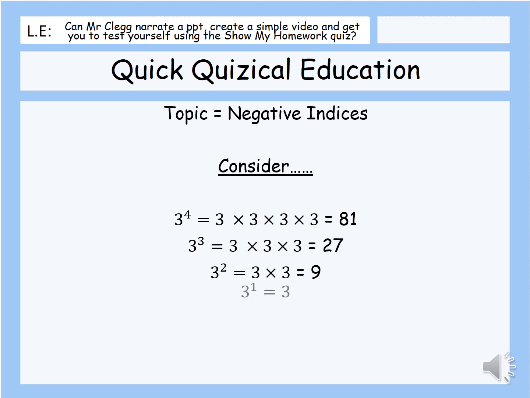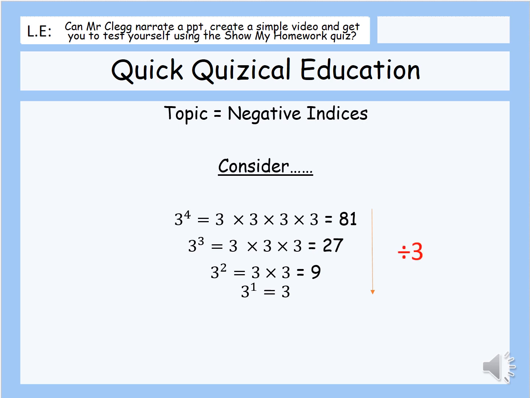Then we can think about the pattern and what's happening. Also, if we consider that 3 to the power of 1 is just a 3, and so it's worth 3, we can consider the pattern that's happening as we move down, and that'll help us spot what happens with a 0 power and also a negative power. So as you can see, as we're moving down, we're timesing by 1 less 3. So effectively, we're dividing by 3.